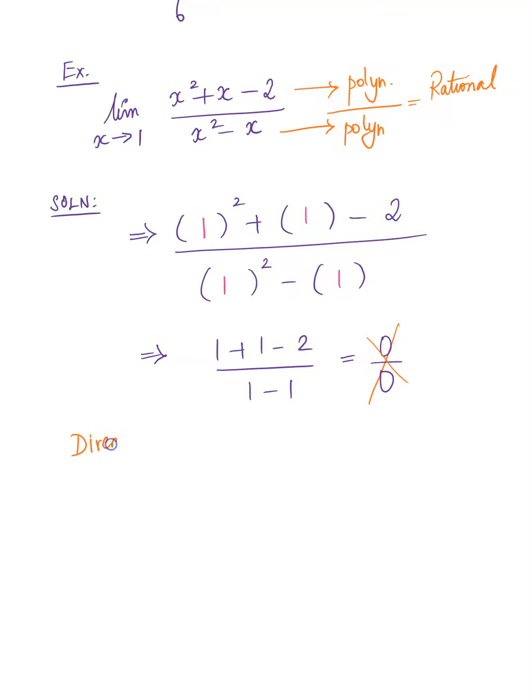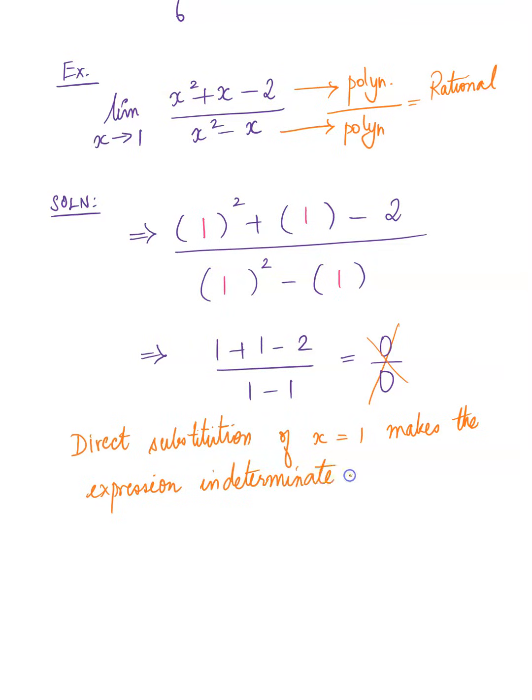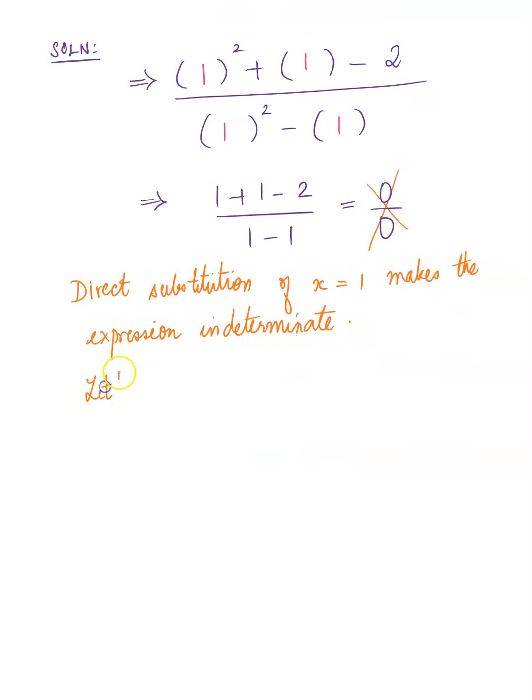So I'll just write that here. Direct substitution of x equals 1 makes the expression indeterminate. Cannot determine, right? Indeterminate. So let's simplify algebraically first. So then we have to stay in that limit form and look at your problem.